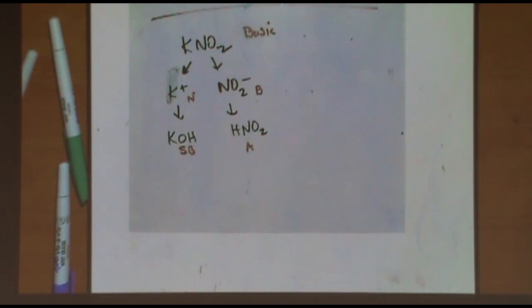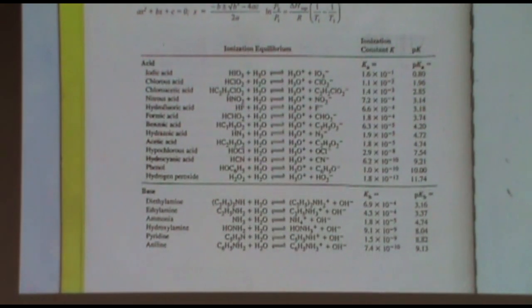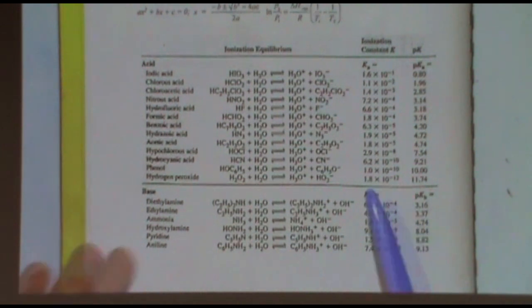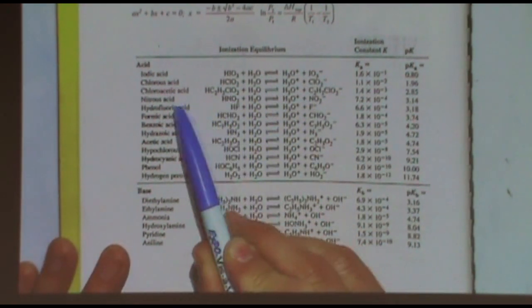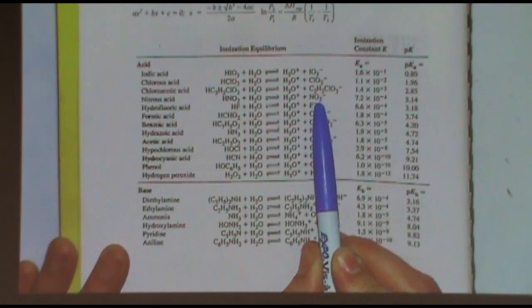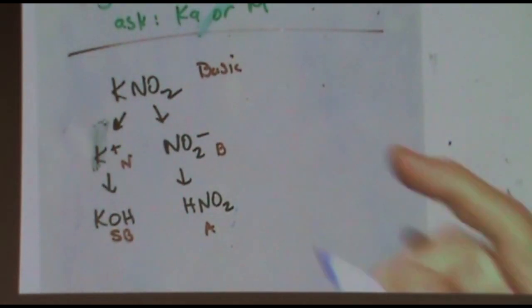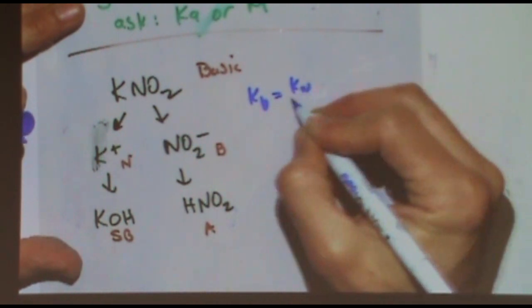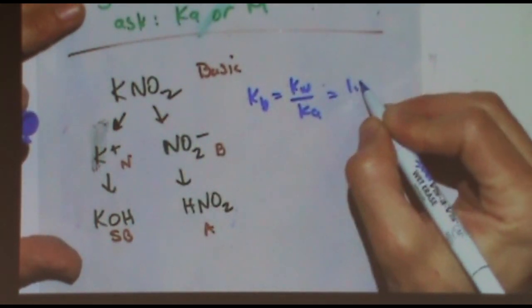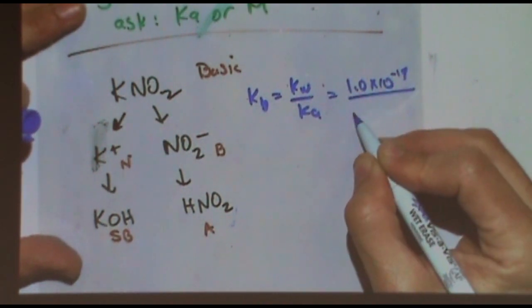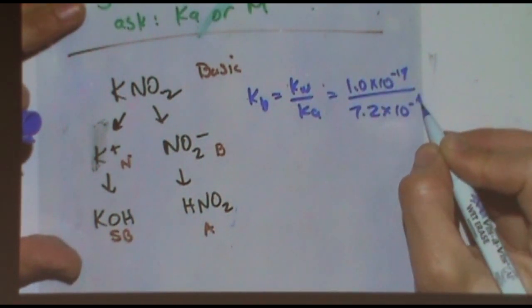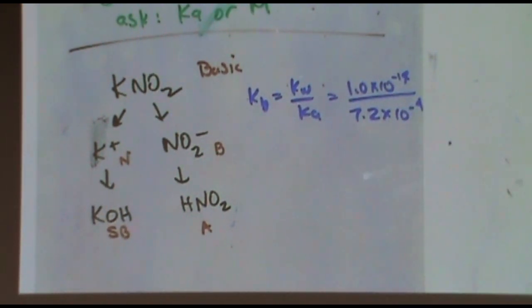Where would I find the Kb if I wanted it? Kind of. You could go back here, but the problem is what? Yeah, you're not going to find a Kb for NO2 minus. You need to find its conjugate, HNO2, right here, nitrous acid. This is a Ka, 7.2 times 10 to the minus 4. So you go, okay, Kb would be Kw over the Ka of the conjugate, 1.0 times 10 to the minus 14 over, what was it, 7.2 times 10 to the minus 4, I think. So you would do something like that to get the Kb. No, not something. You would do exactly that.